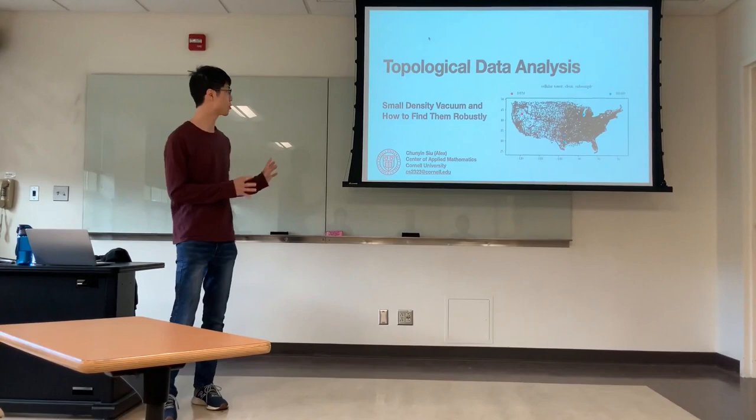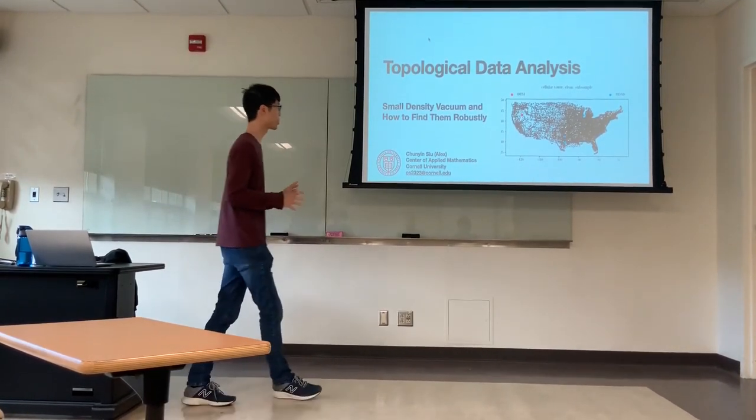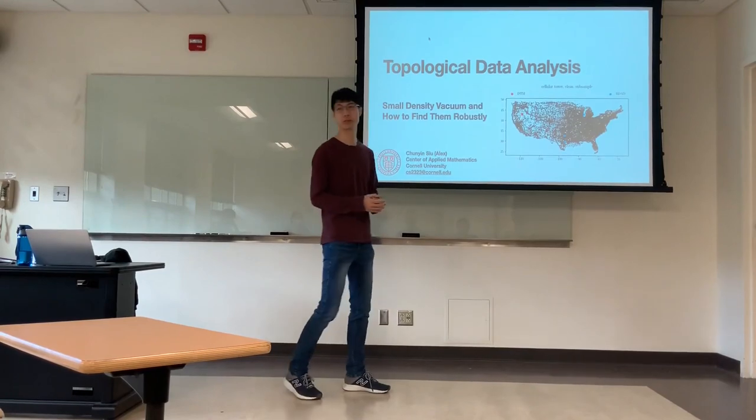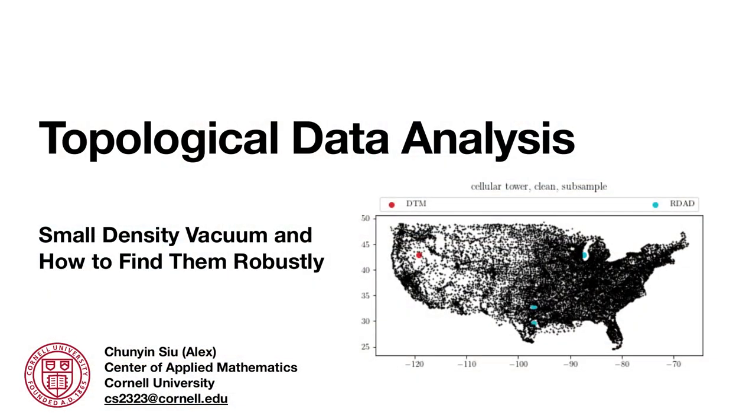Now there are many fancy words on the screen, but for a very concrete, simple example, here we have a map of the US. Each point is actually a cell tower that receives phone signals. And there are some sparse regions. For example, this is the Oregon Desert. And this is Lake Michigan, and obviously there's no cell towers on the lake.